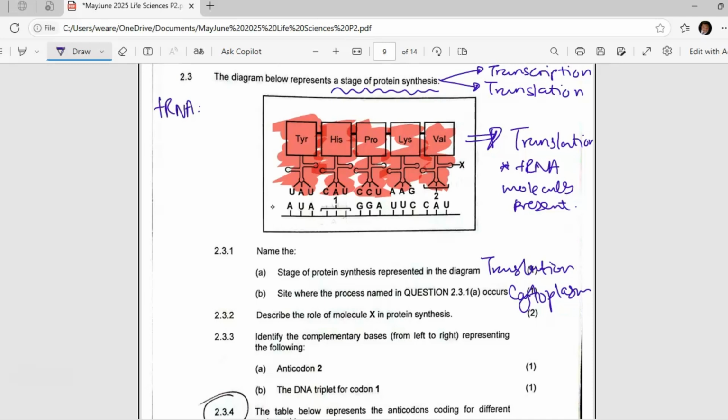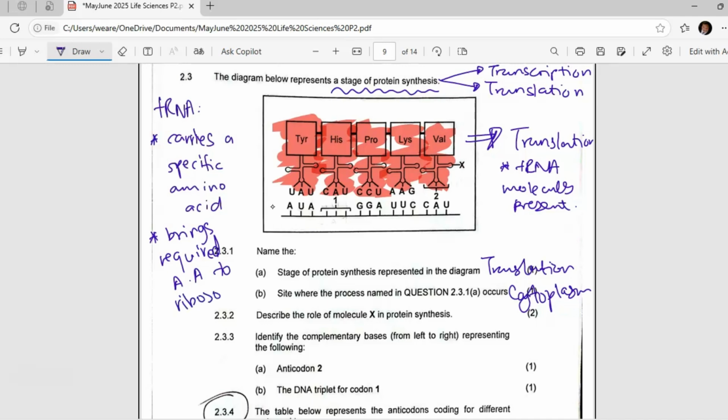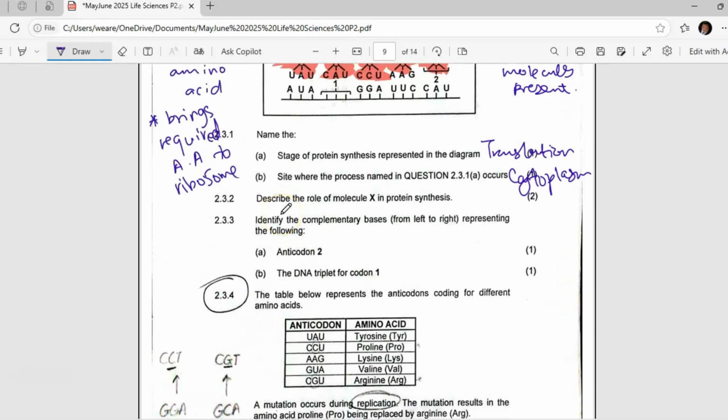So basically, tRNA's function here is that it carries a specific amino acid, and it also brings the required amino acid to the ribosome, right? So that would be the functions of the tRNA, or the role of the tRNA.